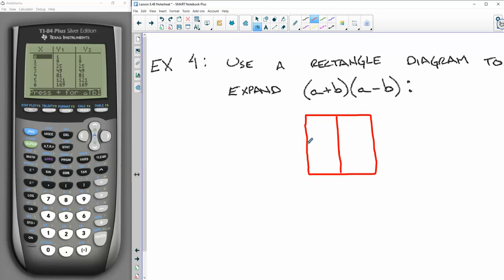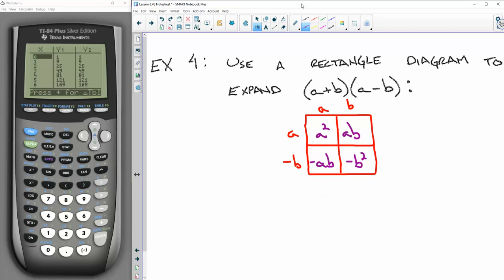All right, so let's make this A plus B wide and A minus B tall. This is A squared, because it's A tall and A wide. This one is B wide and negative B tall, so that's a negative B squared. This one is A tall and B wide. And this one is A wide and negative B tall, so it's going to be minus AB.